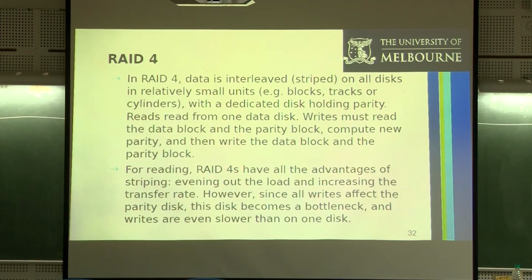So for reading, RAID 4 has all the advantages of the striping. It evens out the load and increases the transfer rate. You can be reading from different disks. But for the writing, it can become kind of slow, because you've got to first read the data block and the parity block, and compute the new one.